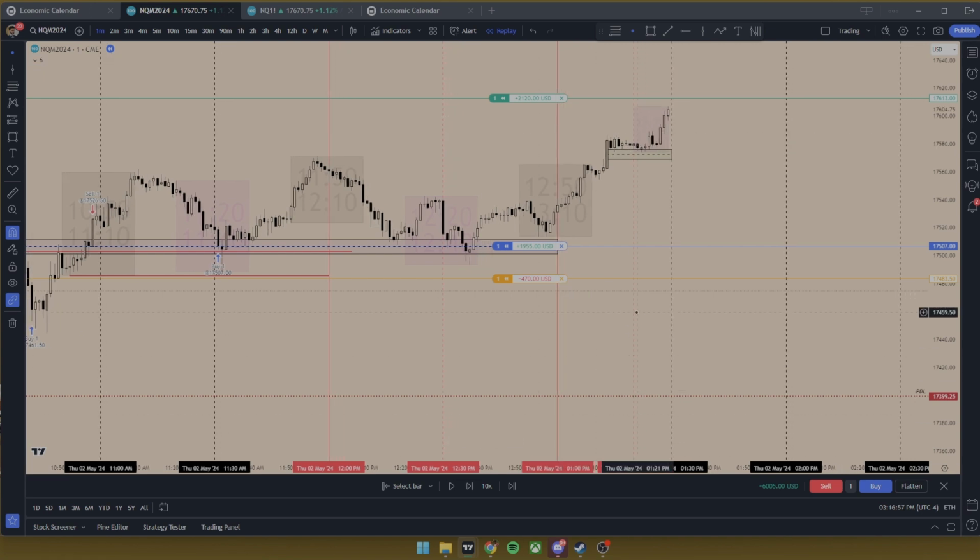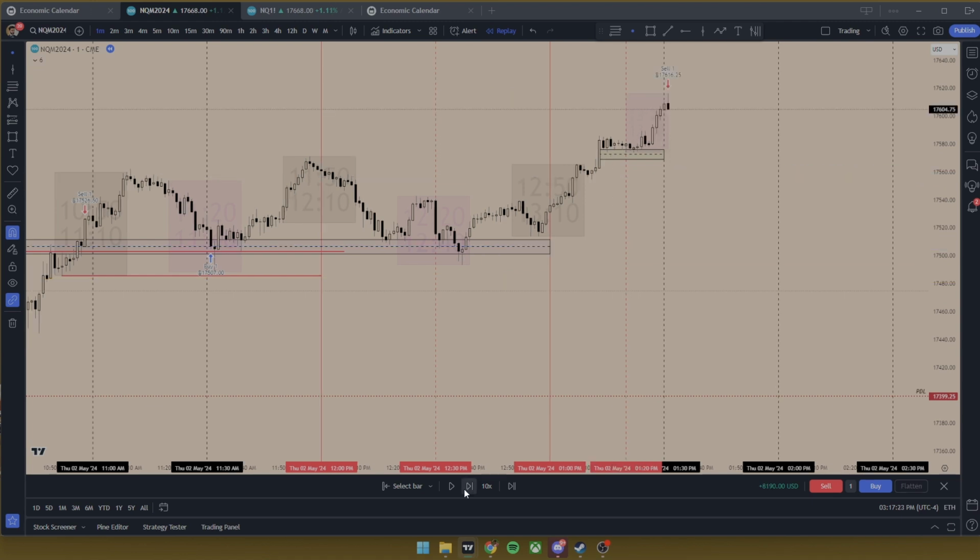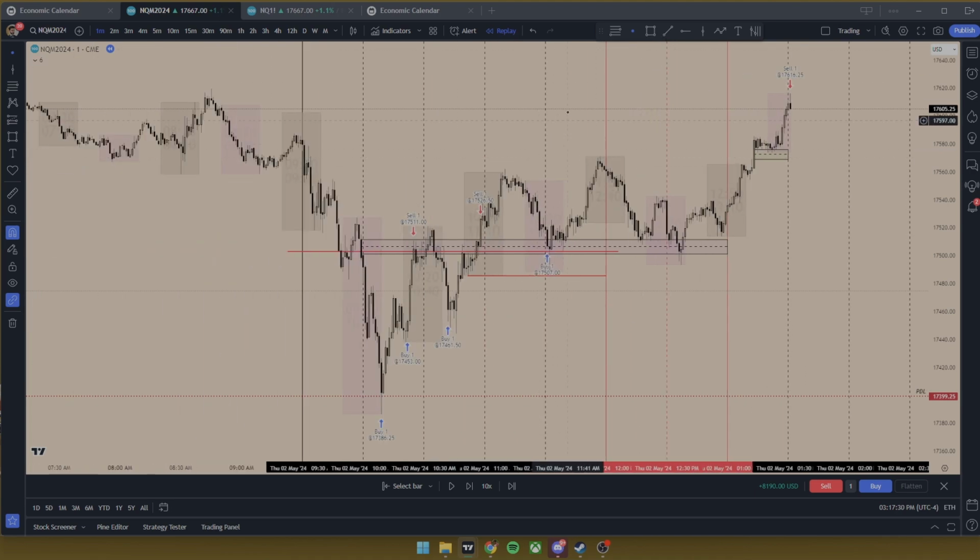Right? Look what we're getting here. Displacement higher. What did we not trade back to? Consequent encroachment. That is the best sign you can get. That means you are still on the right side of the marketplace. We are in the PM session and the algorithm is still intending on taking out that buy side liquidity. And just like that, our order gets filled.